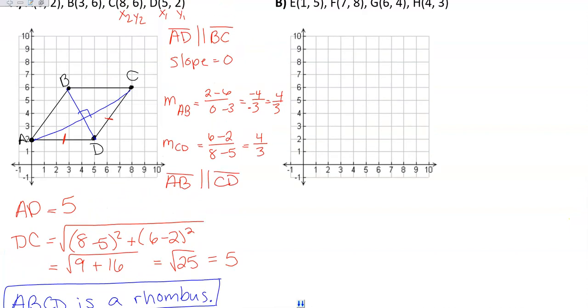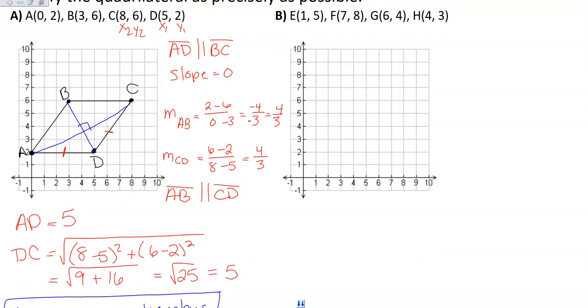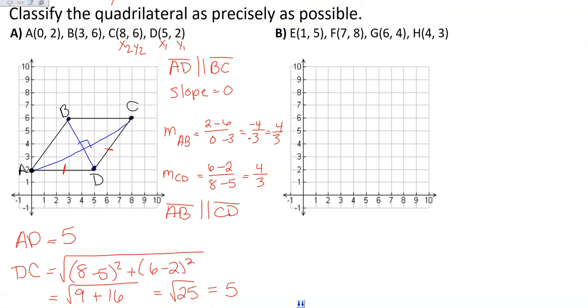All right. So let's do another one of those where we're looking at a quadrilateral again. And we are going to start by graphing. So point E is at 1, 5. F is at 7, 8. G is at 6, 4. And H is at 4, 3. And again, we're going to connect these points.